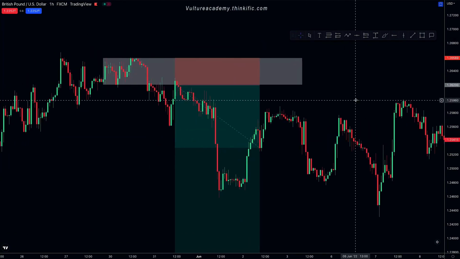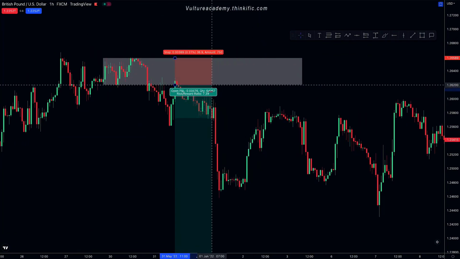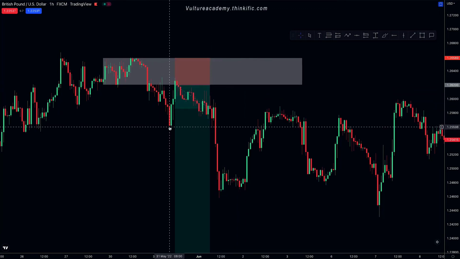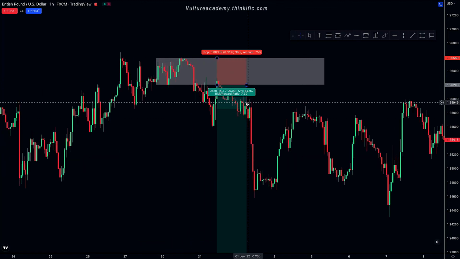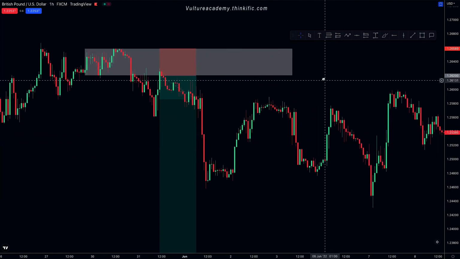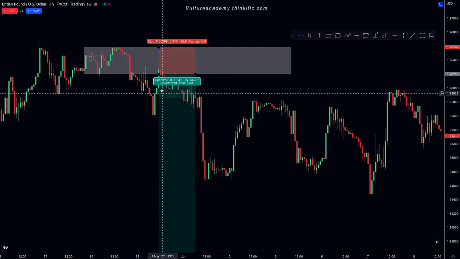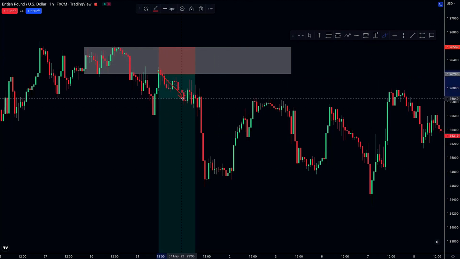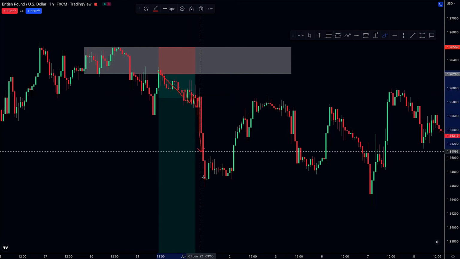Okay, and what does price do then? Let's just move this to the side so we can see price. After it breaks that, price continues to break this low right here. So it has a very significant move to the downside. What is that an example of? A continuation zone. Why? Because we see a drop in price, consolidation, and then a further drop.